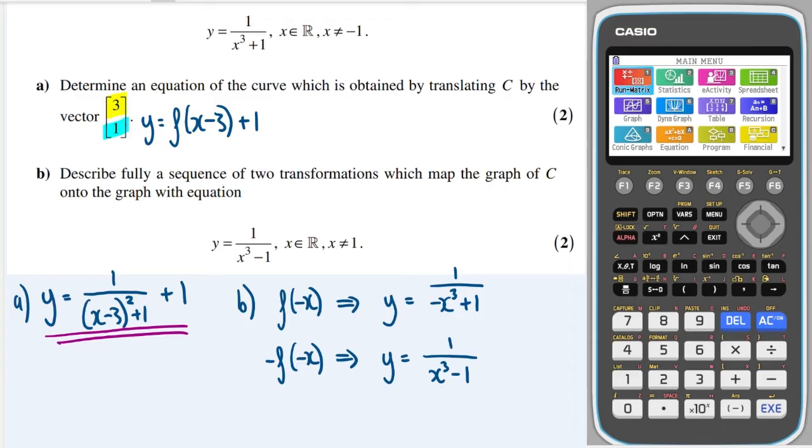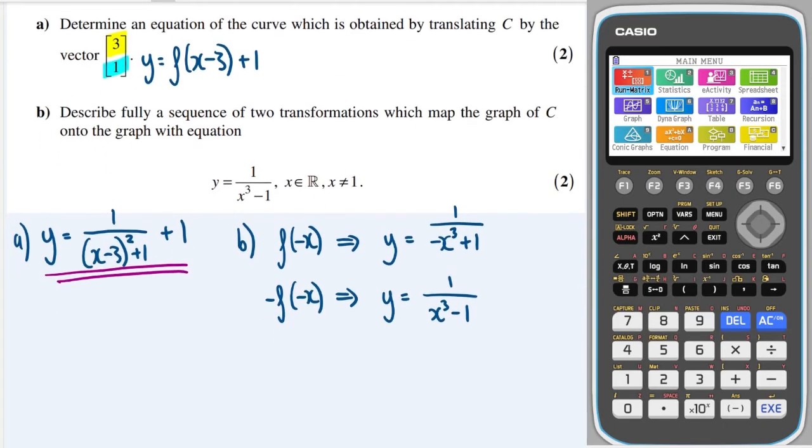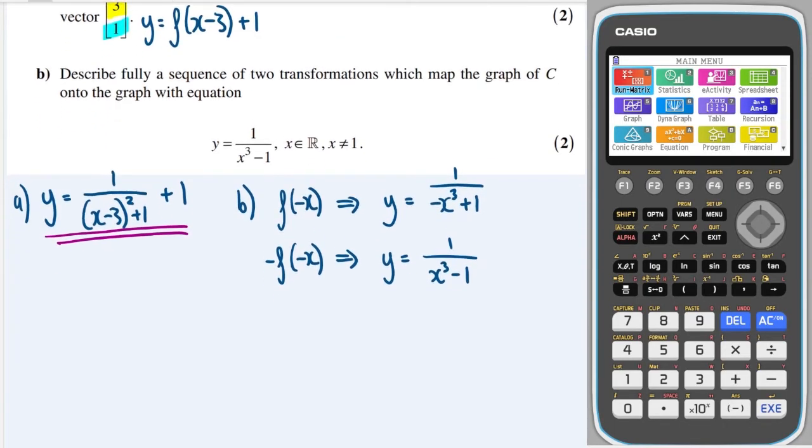So what are these two transformations? It's asked me to describe them. Well, the first one was a reflection in the y-axis, and the second one is a reflection in the x-axis.